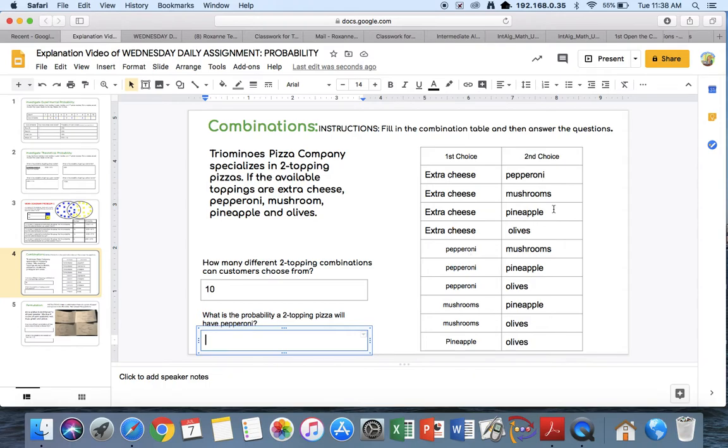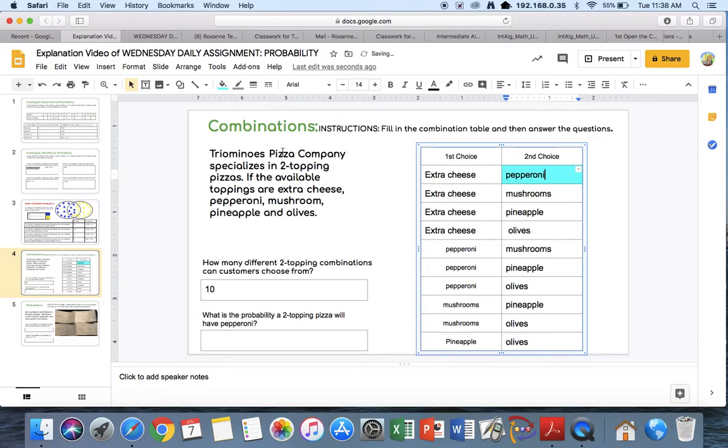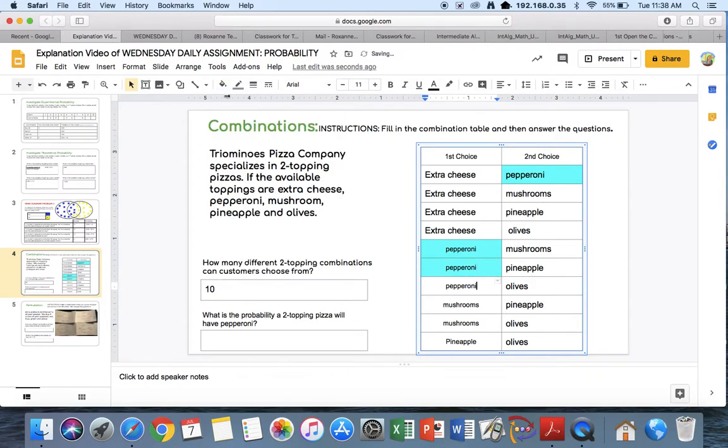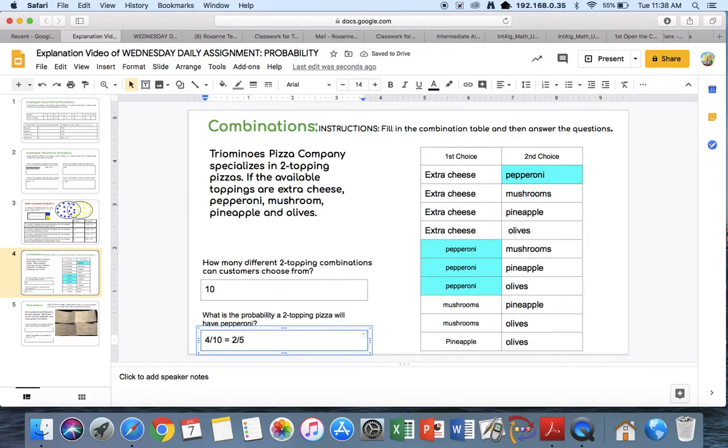So I'm going to look and see how many times I see pepperoni. So I see pepperoni here, and I'm just going to shade in the box so you can see pepperoni, pepperoni, pepperoni, and pepperoni. All right, so we have 1, 2, 3, 4 times out of 10, because 10 was our total, which would reduce down to 2/5. All right, so that's our probability. 2 out of every 5 pizzas would have a pepperoni on it, hypothetically, is what we're saying.